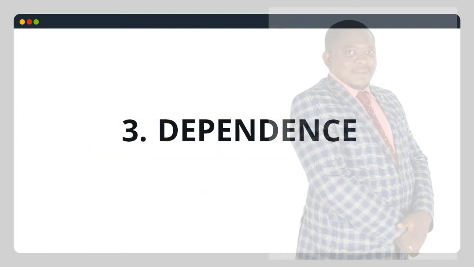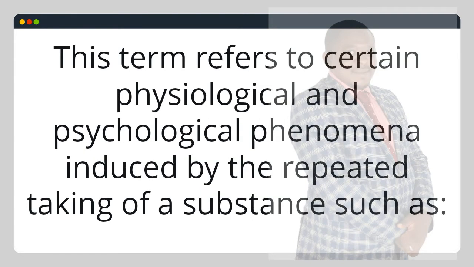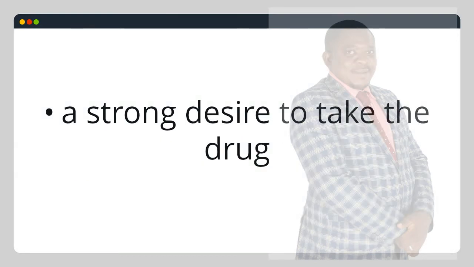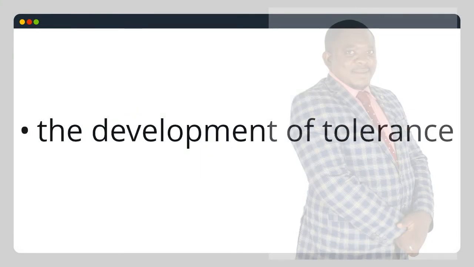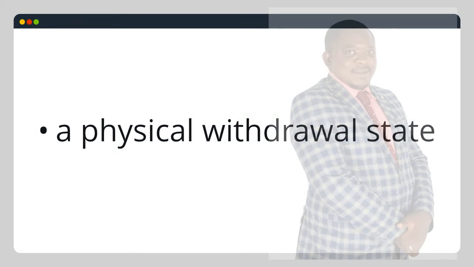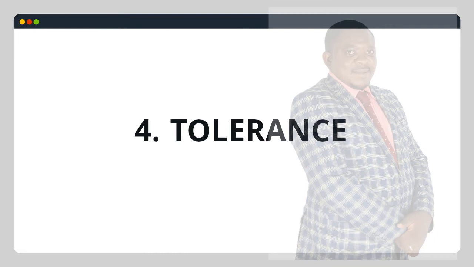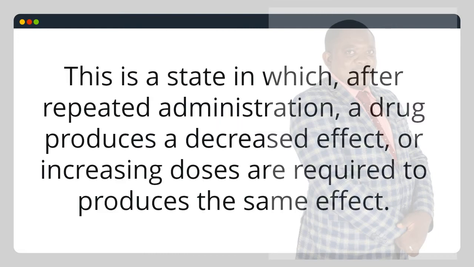3. Dependence. This term refers to certain physiological and psychological phenomena induced by the repeated taking of a substance, such as a strong desire to take the drug, progressive neglect of alternative sources of satisfaction, the development of tolerance, and a physical withdrawal state. 4. Tolerance. This is a state in which, after repeated administration, a drug produces a decreased effect, or increasing doses are required to produce the same effect.